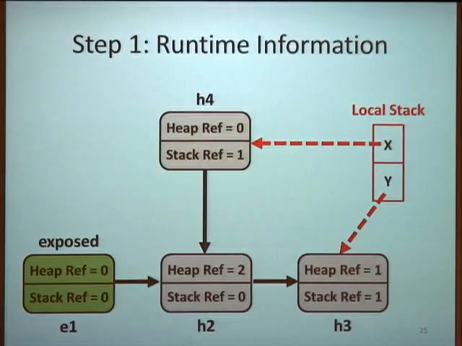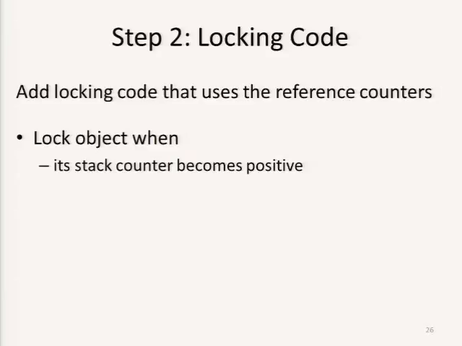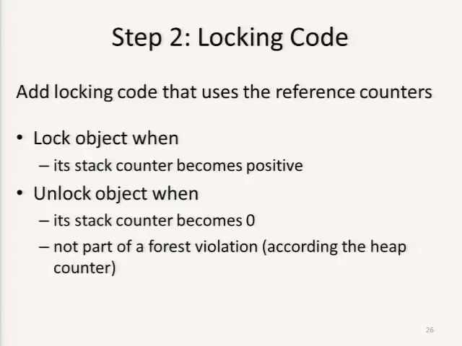So how do we use the reference counters? What we do is a very simple thing. We lock an object when we see that its stack counter becomes positive. So as long as an object is pointed to by a thread, the thread acquires the lock of the object. And we unlock the object when its stack counter becomes zero and the object itself is not part of a forest violation, because we want to handle violations of the forest. And we can see this easily by looking at the heap counter.